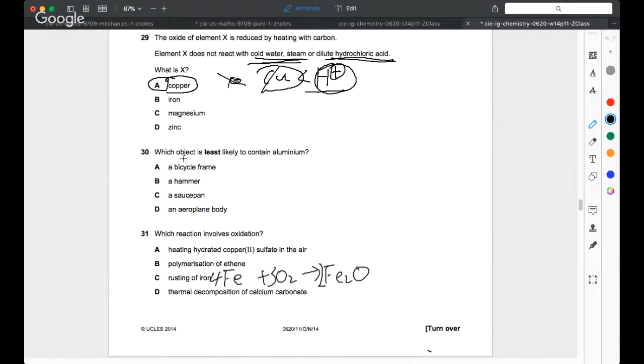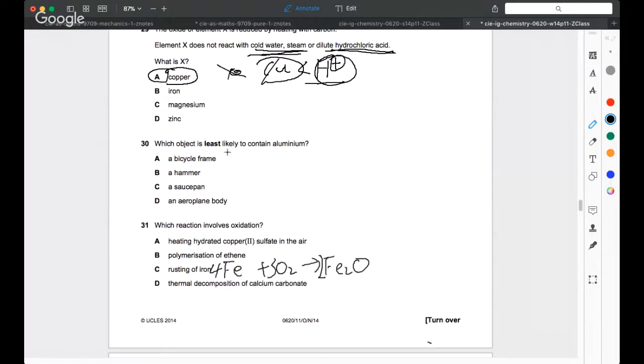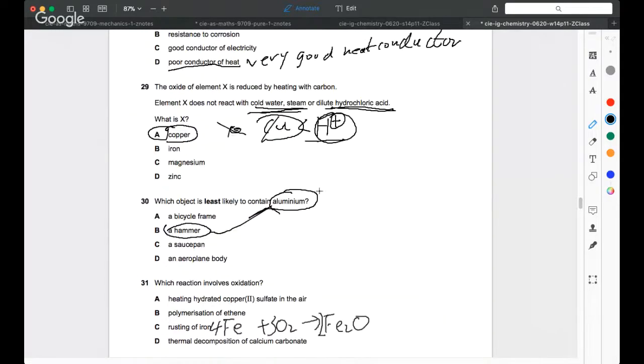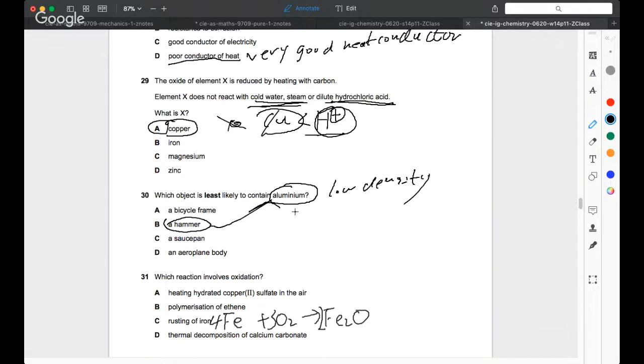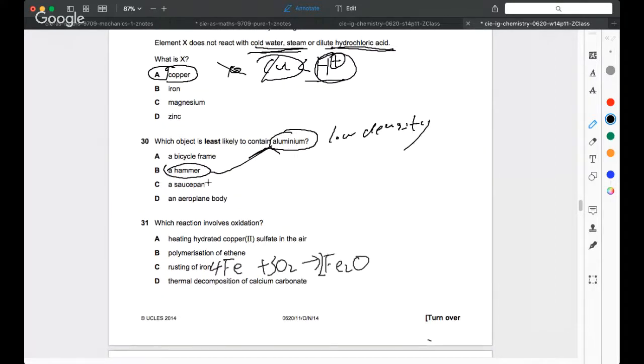Number 30. So yeah, so a hammer is least likely to contain aluminium because hammer is generally very heavy and very strong, which is not a property of the aluminium because aluminium is low in density. So it's very light, and if you think about your Coke cans, so aluminium is not a very strong metal, so it cannot be used as a hammer.